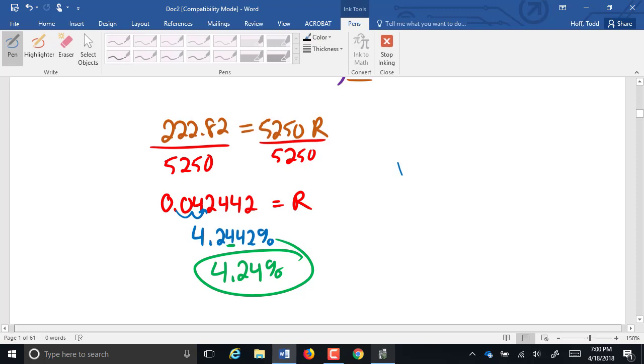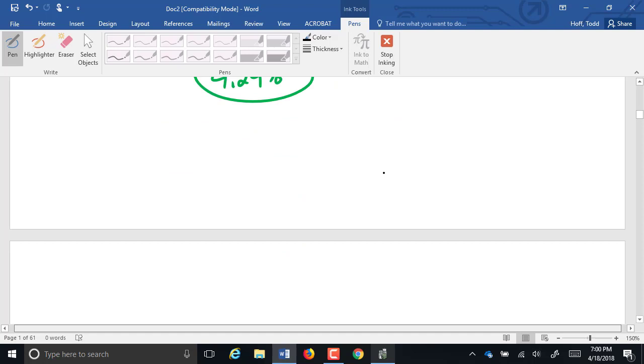Okay, so in your book, on page 463, I believe it is, there is a shortcut table. Now, like any shortcut, this shortcut only works in special circumstances. You'll notice this table is labeled the future value or compound amount of $1. So this is saying for every dollar, this is what the future value would be.